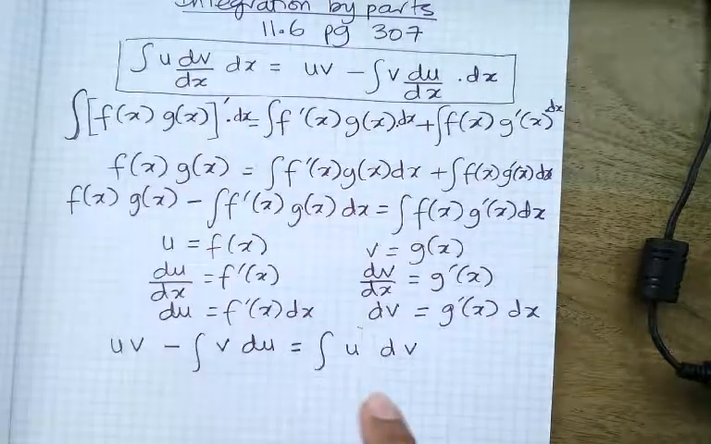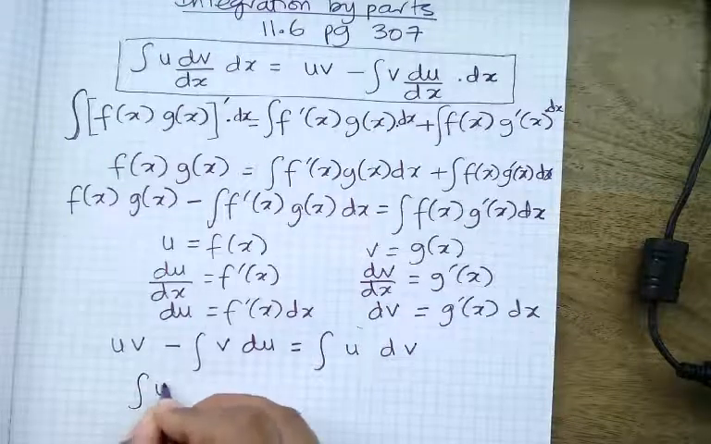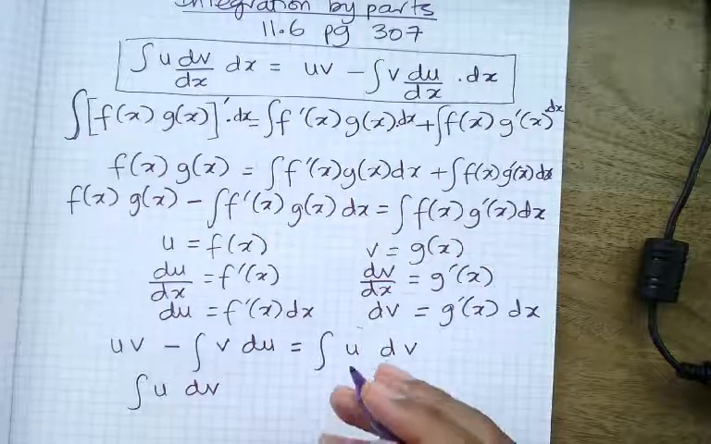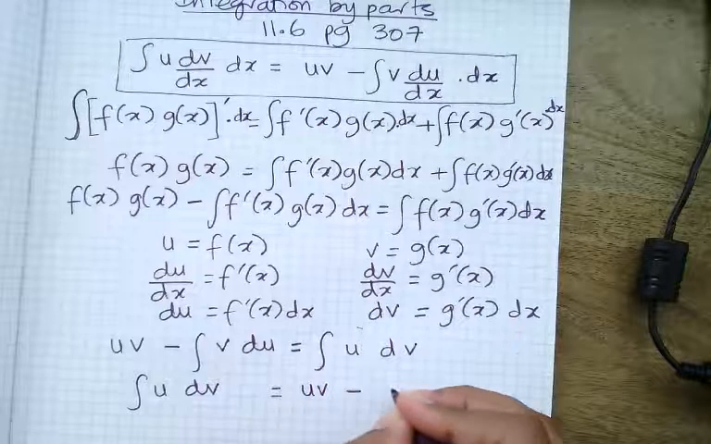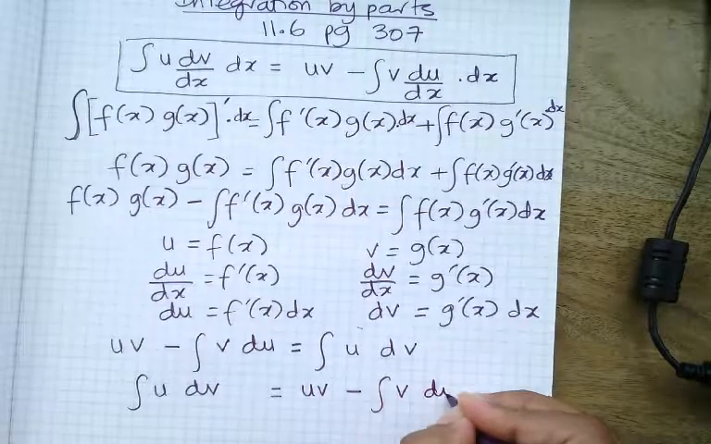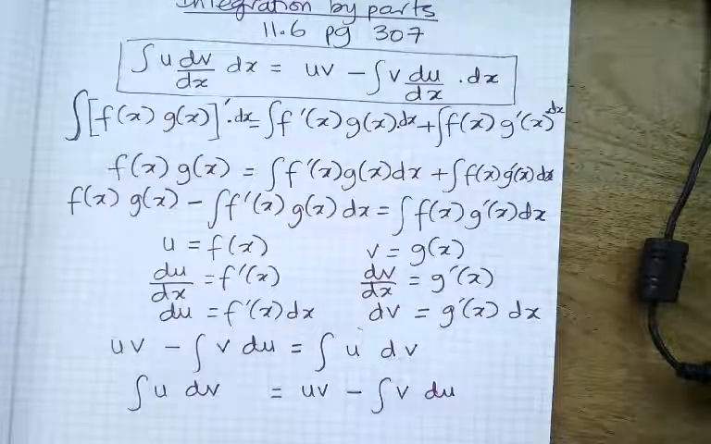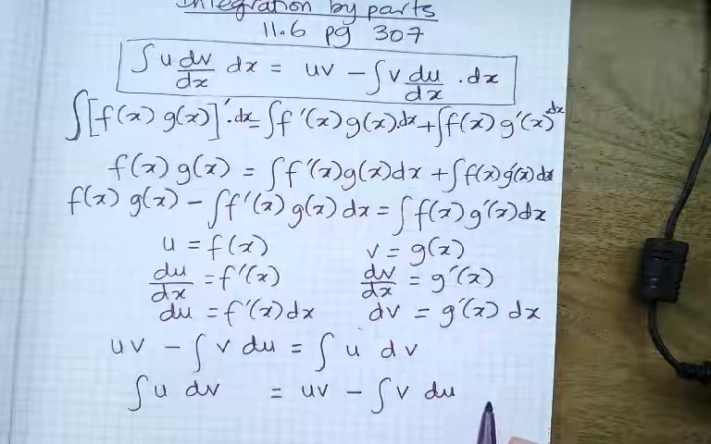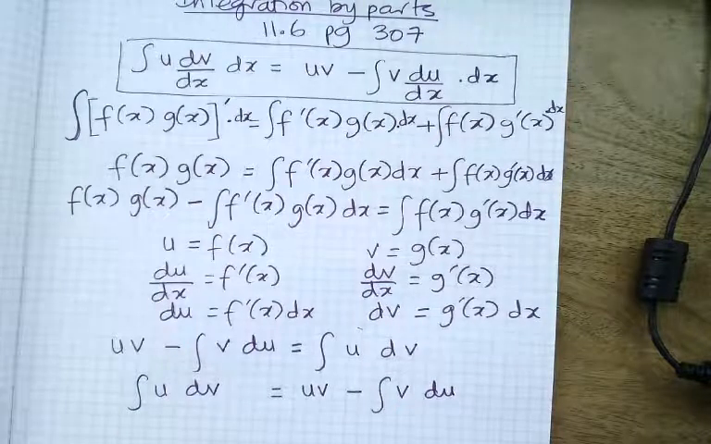And that's actually what I'm trying to get to over here. It's just written the other way around, so I'm going to flip it over, and I will have the integral of u dv equals uv minus the integral of v du. Actually, that's it really. So I've got what I wanted.